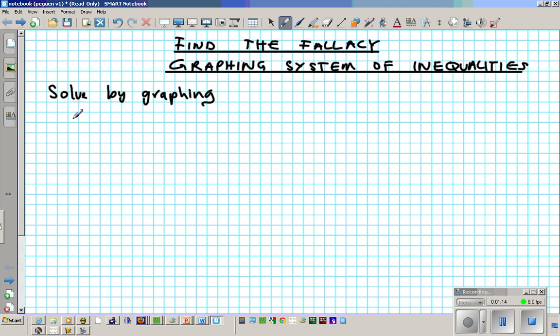We're going to solve 2x minus 3y is less than 9, and x plus 2y is less than or equal to 8. Okay? All right, let's start with the first one and the second one. Now from the first one we have 2x minus 3y is less than 9.